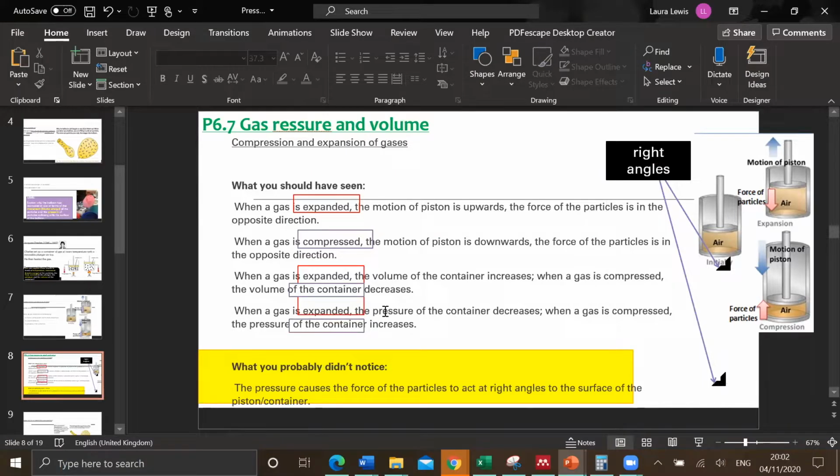When a gas is expanded, the pressure of the container decreases. When a gas is compressed, the pressure of the container increases. If you're pushing it down, the air pressure increases. If you have a bicycle pump, you can probably feel that. If you allow it to expand by heating it from the bottom or just pushing the plunger up, the pressure decreases.